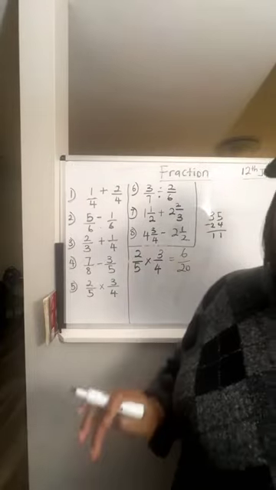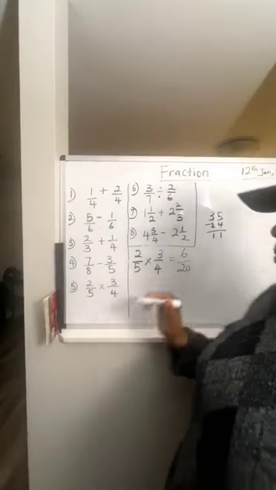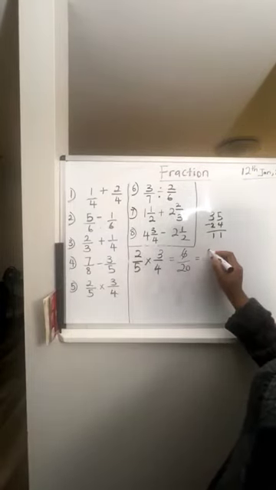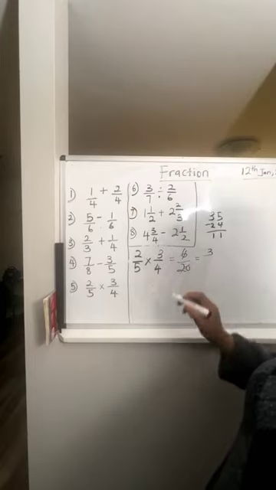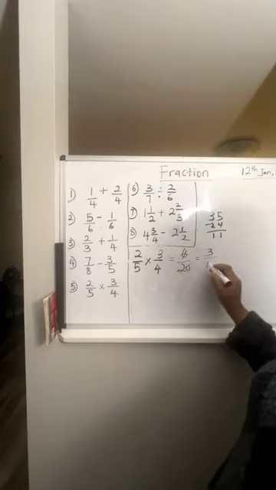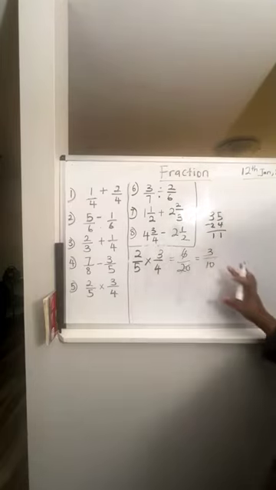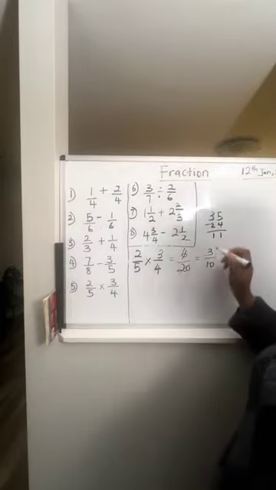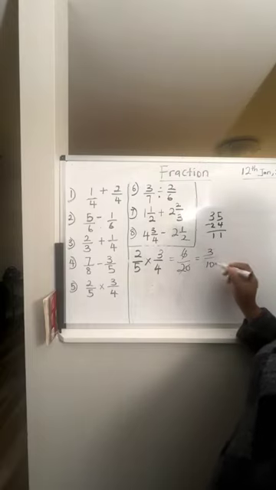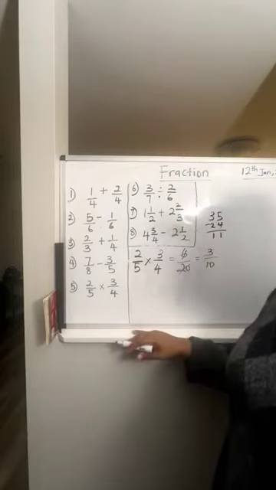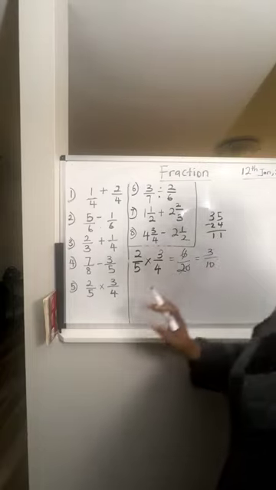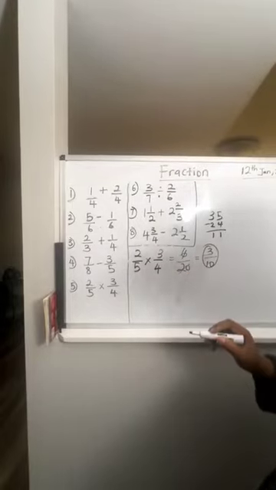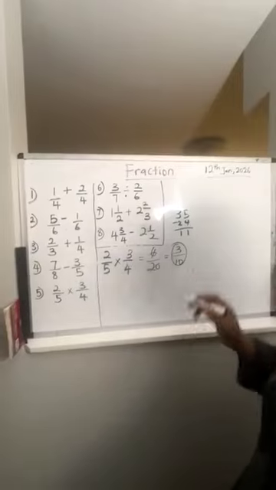You have to simplify it to the lowest term. 2 here will give you 3. 2 here will give you 10. Can anything go in here again? I don't think so. 3 can divide 3, but 3 cannot divide 10. And 10 in 3 is not possible. So your answer remains 3 over 10.